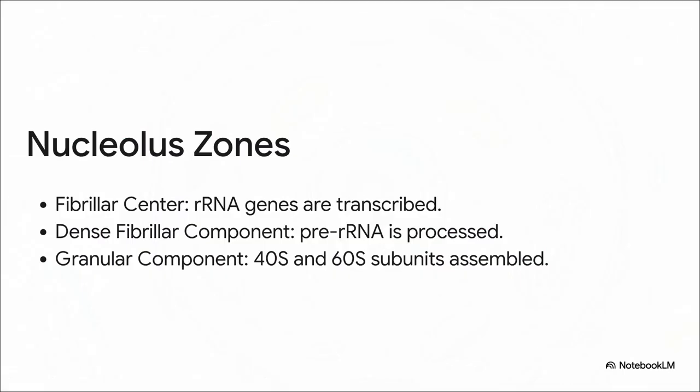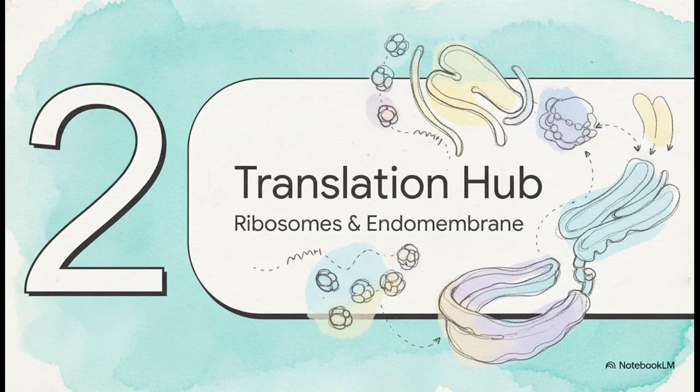Still inside City Hall, we find a highly specialized subcompartment called the nucleolus. This doesn't even have its own membrane. It's essentially the factory that builds the machinery for the rest of the city. It's broken down into 3 functional zones. First, in the fibrillar center, RNA genes get transcribed. Then, in the dense fibrillar component, that RNA is processed. And finally, in the granular component, those processed strands are assembled into 40S and 60S ribosomal subunits. Once those parts are built, they're immediately exported out of the nucleus and into the cytoplasm, ready to get to work. And that perfectly brings us to our second district, the Translation and Transport Hub.